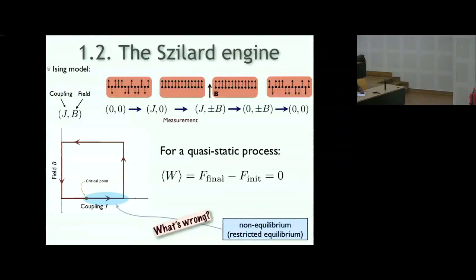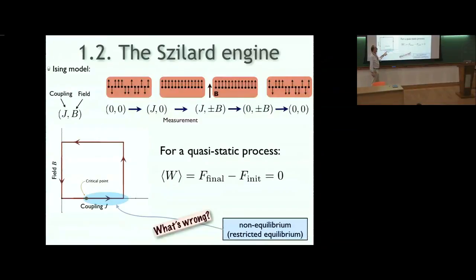Well, in this cycle the system is not really at equilibrium, at global equilibrium. When the system goes to one of these phases, it is a kind of peculiar state which is locally in equilibrium, but what we call a restricted equilibrium, not a global equilibrium. This is just an advance of something that we will see tomorrow.